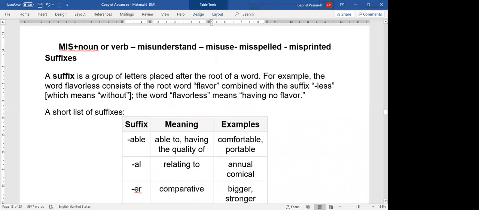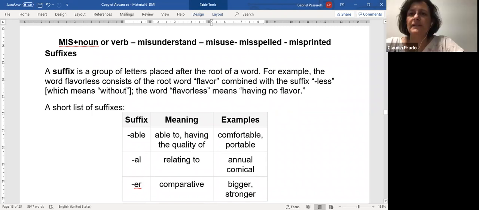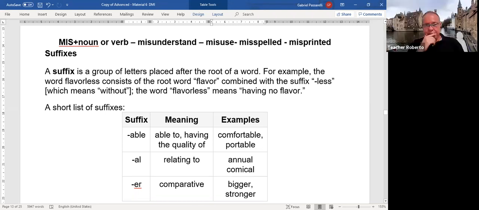What about a suffix, Claudia? Can you read this? A suffix is a group of letters placed after the root of a word. For example, the word flavorless consists of the root word flavor, combined with the suffix less, which means without. The word flavorless means having no flavor. Okay, understand the idea? Yes.